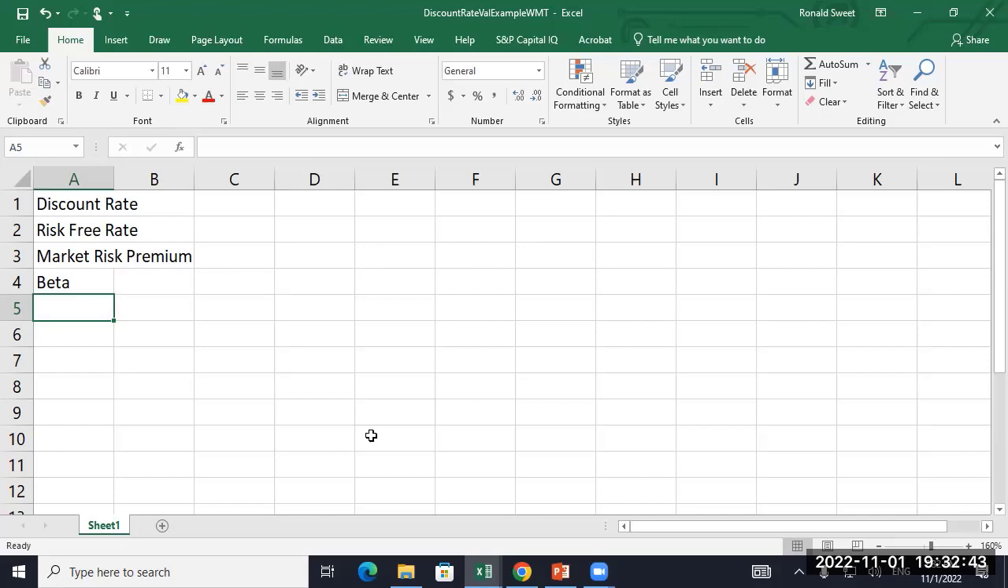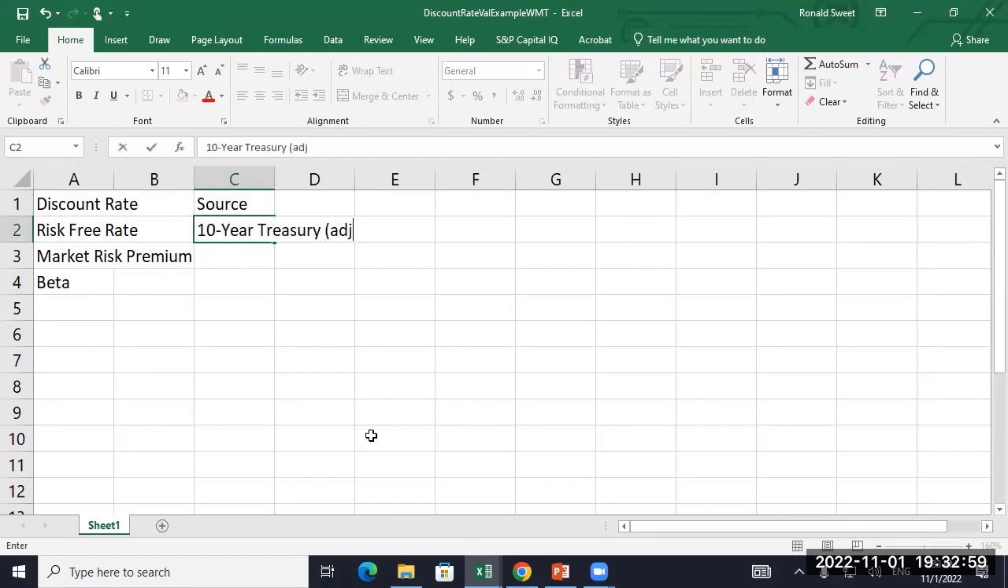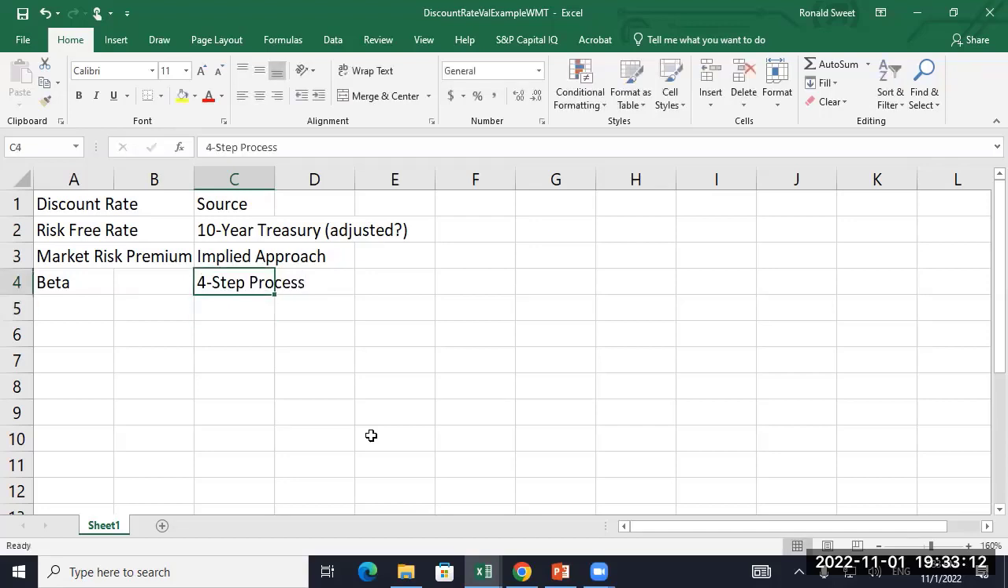It's the same thing with the CFA research. You have a discount rate and no one ever asks you about it. So you just go with it. So we're going to do these. So remember the source on each one of these. This is the 10-year treasury. And then you have to ask, are you going to adjust it at all? This, we're going to use the implied approach. And then beta, you have the 4-step process. So that's what we're after here.